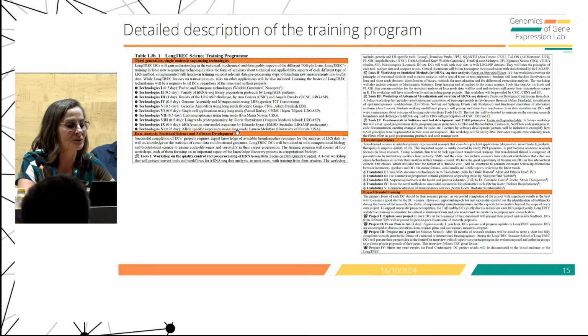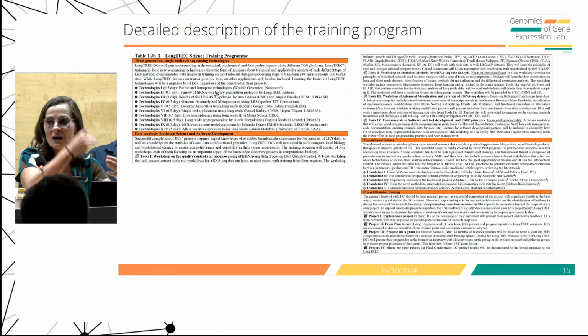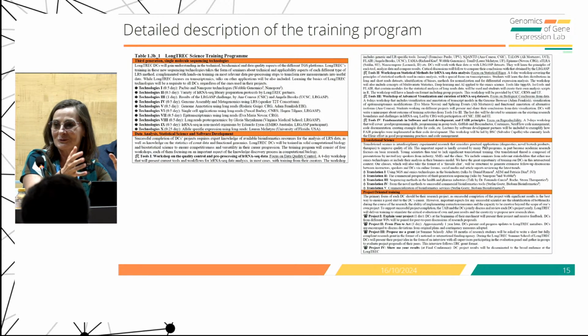So I'm going to have a training in technologies. For example, an introduction to PacBio and Nanopore technologies, the different library preparation methods. So a seminar on this, with the name of the seminar and the name of the person who is going to be doing it. I mean, that's a lot of work to put all this together, but it was very clear what we were going to be doing, right?